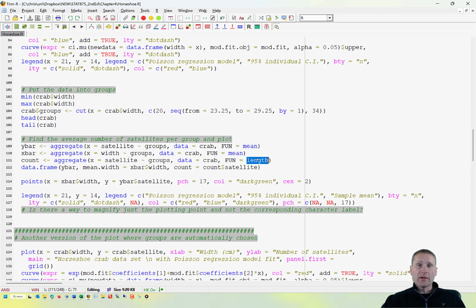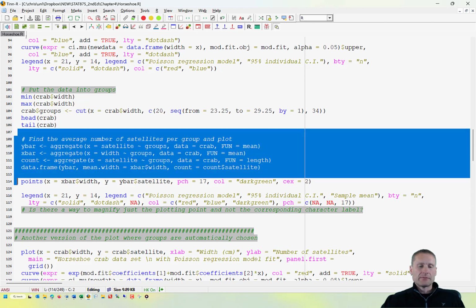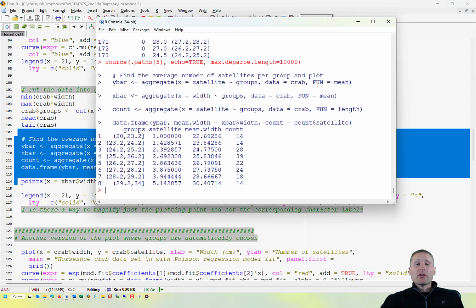One of the first places that we used this idea of aggregate was with the place kicking data before. I'm going to put this into a data frame so we can evaluate it. And here we go. So for example, for the first grouping, the average number of satellites was 1. The mean width was about 22.69, and there were 14 female crabs that fit into that grouping. And so you can see throughout, for the largest category, we have 5.14, and 30.4 for the width. I'm sorry, that wasn't a mean count, that was just the mean width of the crabs. There were 14 crabs that fit into this upper group.